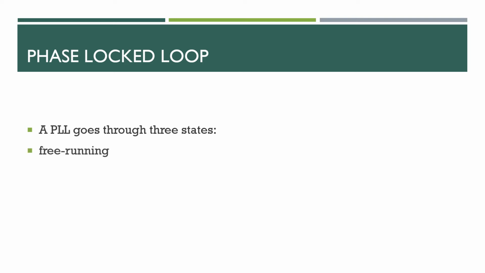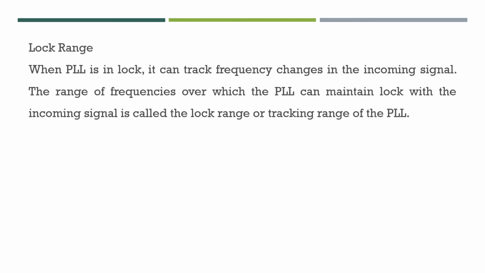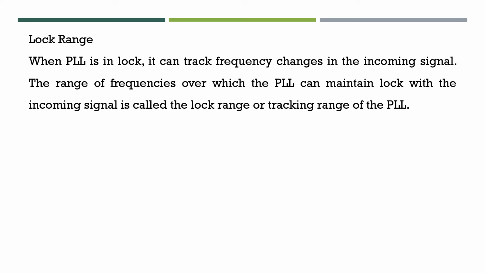So we will see this part: the free running state, the capture range, and the phase lock, what we call as a lock range. So we will see the definitions of these and then move on. What is a lock range? When PLL is in lock, it can track frequency changes in the incoming signal. So PLL is in the lock condition, that is, output frequency is equal to input frequency, or we can say Fi is equal to F0.